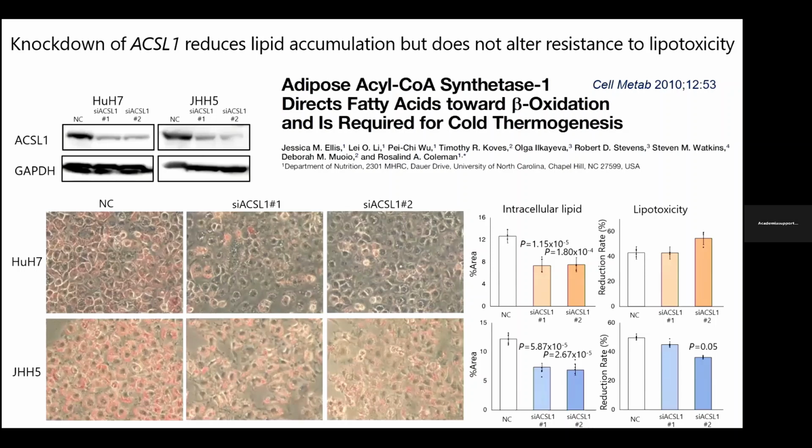ACSL1, acyl-CoA synthetase long-chain family member 1, is an enzyme directing fatty acids towards mitochondrial beta oxidation. We analyzed the effects of ACSL1 siRNA and found that knockdown can reduce lipid accumulation, but not induce resistance to lipotoxicity, indicating it is possibly not a direct therapeutic target in metabolic HCC.